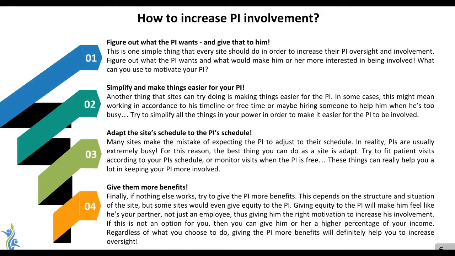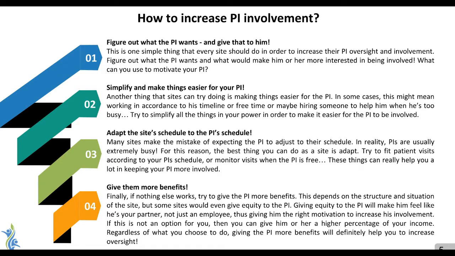So how do you increase PI involvement? Figure out what the principal investigator wants and get it to them. Do whatever is necessary to increase their oversight and involvement in the trial. Then secondly, simplify and make things easier for the principal investigator. Streamline your workflow, do whatever it takes to create checklists and improve your standard operating procedures, and have your coordinators take on as much of the work as they can before having the principal investigator get involved.